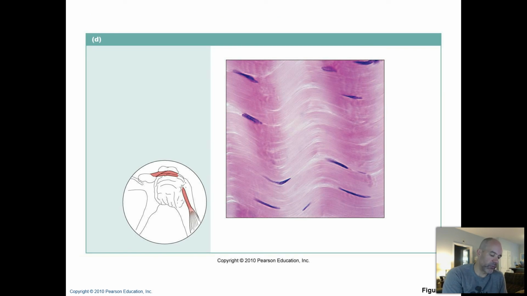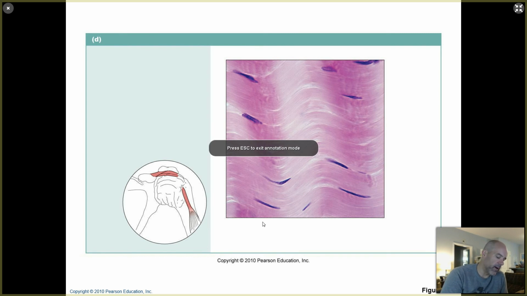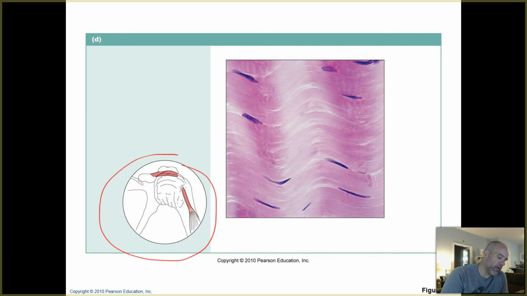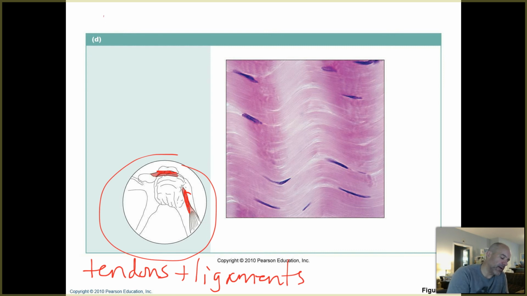All right, so the first one, this is an example type of connective tissue proper. They're showing you over here where you would find these tissues in the body. See how they've got it highlighted right there and right there. That's a tendon and a ligament. That's where you find this particular type of tissue. This is a dense connective tissue.